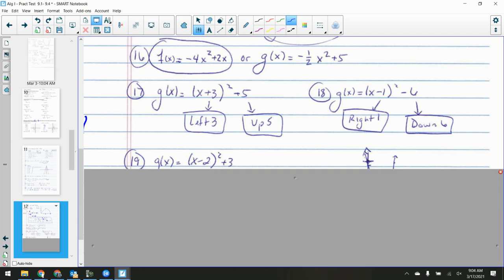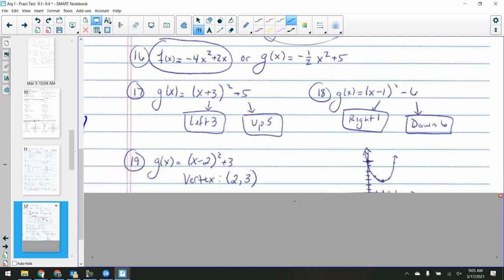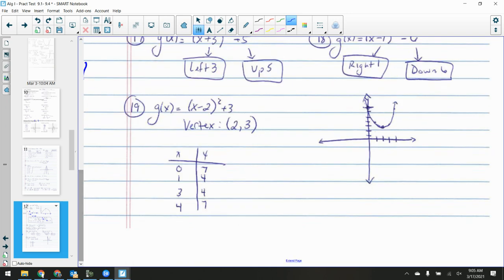Remember, that is a right 2, up 3. Right 2, that's a positive 2. Good. Just like what she has there. The vertex is at 2 comma 3. And you notice how she centered her table around the 2 comma 3, showing 0, 1, 2, 3, and 4 for the table. That's exactly correct. Very good. We saw the symmetry in the y values, and we should see our answer there. For some reason, when I did these keys, apparently I didn't write in the vertex, but there we go.